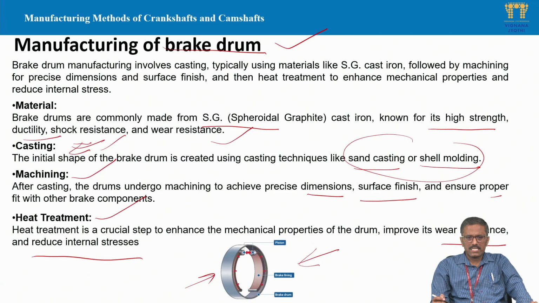So today in this session we have discussed the various engine component manufacturing methods, such as crankshaft, camshaft, engine block, engine cylinder, drum brake, disc brake, etc.